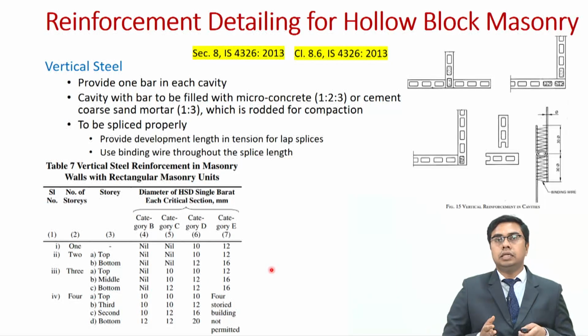So summarizing, we have looked into various ductile detailing provisions related to geometry, aspect ratio of walls and reinforcement detailing. In the upcoming classes we will look into an illustrative example which will demonstrate how you achieve the seismic design of masonry walls. Thank you.